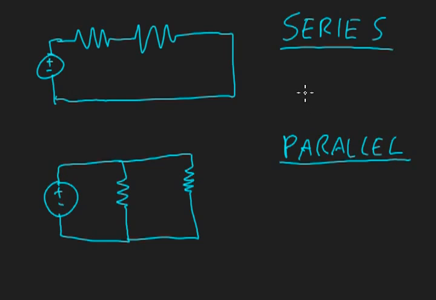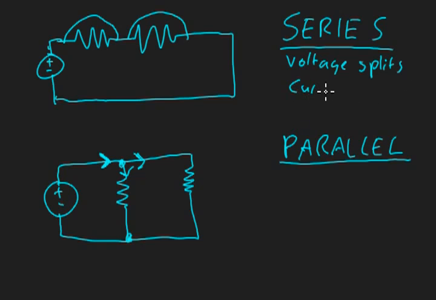Now the main differences: in a series circuit, the voltage is going to drop across this resistor and then drop again across this resistor, but the current around this whole loop is going to remain the same. In parallel, the voltage between these two points is going to stay the same. However, this time the current is the one that changes. So to summarize, in series the voltage is the one that splits, whereas the current around this whole loop is going to be the same.